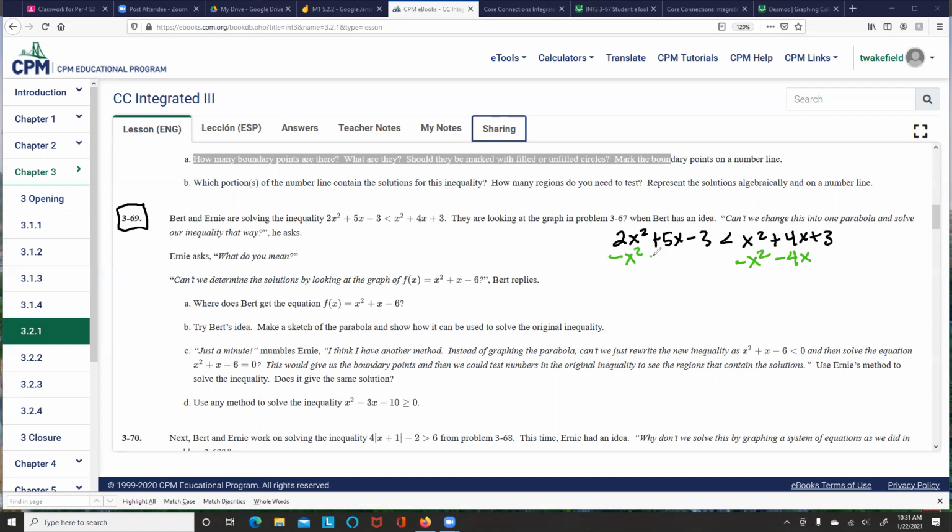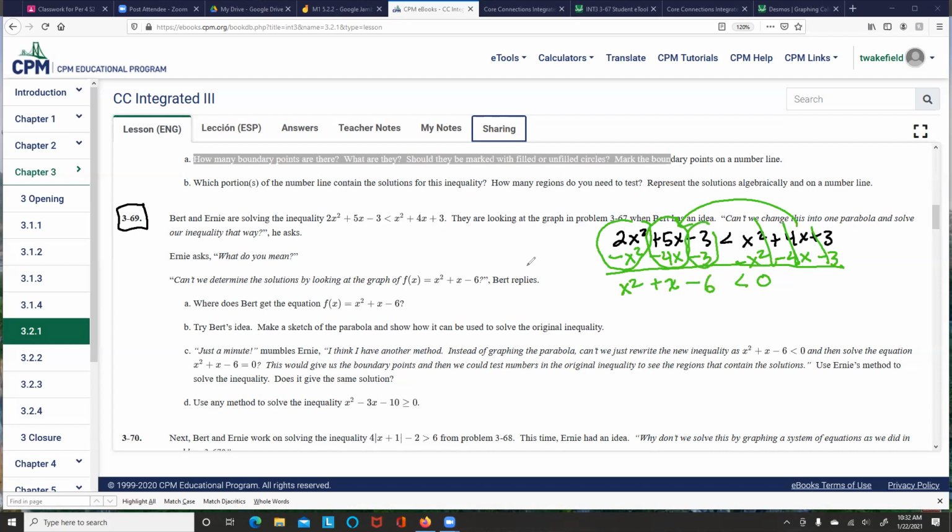Minus 4x over here, minus 4x over here, right? Bring that 4x over here. And then I'm going to minus 3 over here, minus 3 over here. Okay, so that's going to make the right-hand side 0. And then we combine all this stuff. Well, 2x squared minus x squared, that's going to be x squared. 5x minus 4x, that's going to be 1x. And then negative 3 minus 3, that's going to be minus 6 is less than or equal to 0.